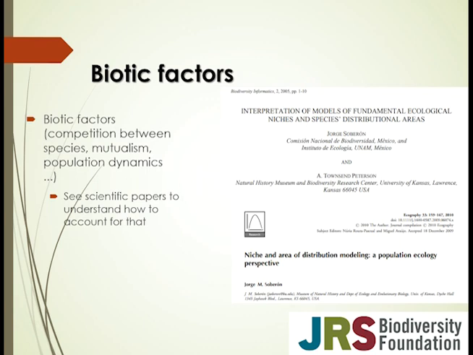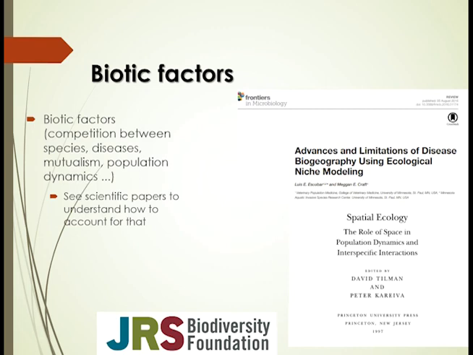Other scientific papers I selected for you concern the advances and limitations of disease biogeography using ecological niche modeling. Quite interesting. So disease also affects the ecological niche model. It is a biotic factor to be considered. And you will see with my colleague in charge of ecological niche modeling how to concretely deal with those cases in practice.